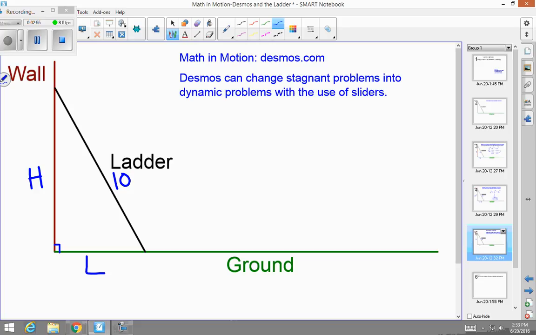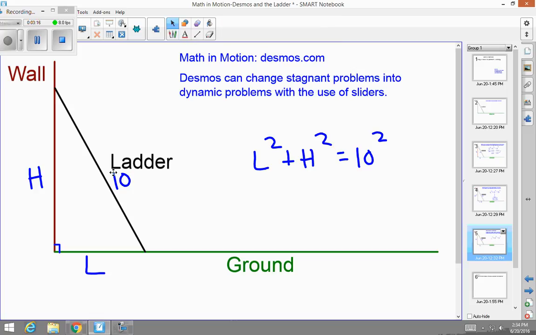And the key to this problem is Pythagorean theorem still holds, but this time I have two unknowns. The L squared and the H squared together combined to always make the 10 squared. Math before Desmos, you couldn't let L's and H's be part of the problem because it was always based off specific numbers, specific examples. With Desmos though, we can animate this story and I want to show you how.